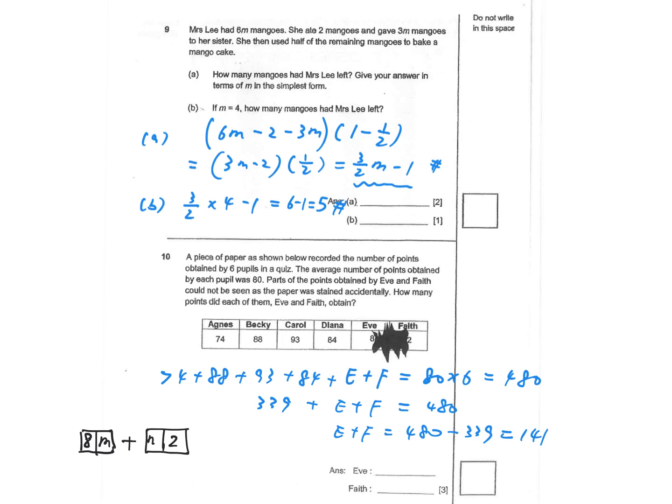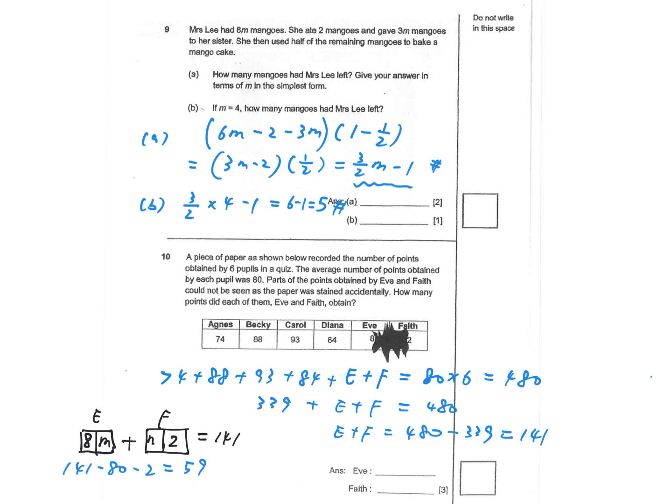But we know the sum of their scores. The first one is Eve's score, the second one is Faith's score. The sum should be equal to 141. In order to figure out the exact values for m and n, let's use 141 to subtract the 80 points, which is confirmed in Eve's score, and minus 2 points, which is also confirmed for Faith's score. Take the difference. The difference in this case is going to be 59.